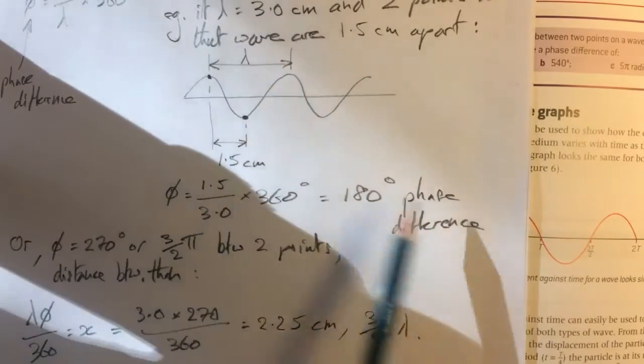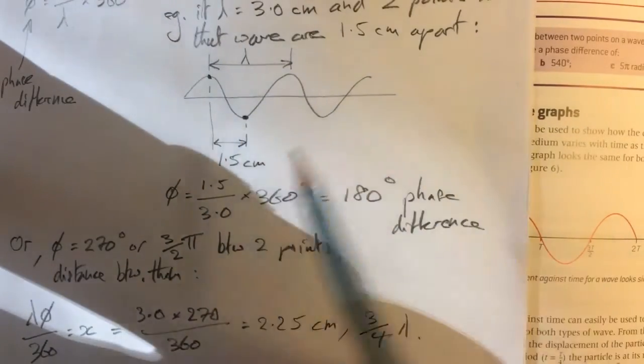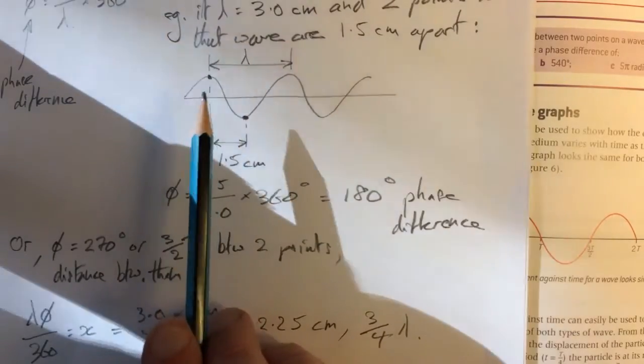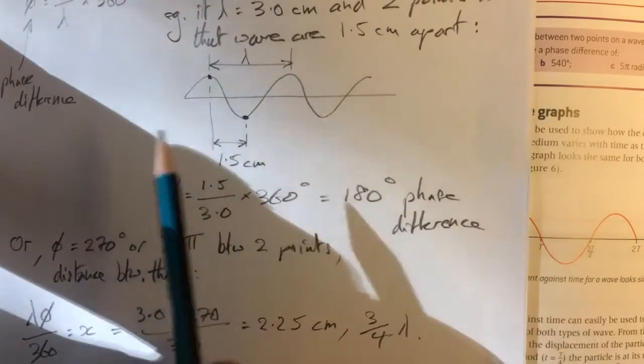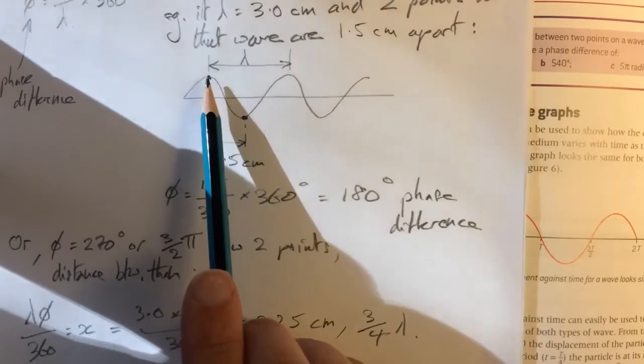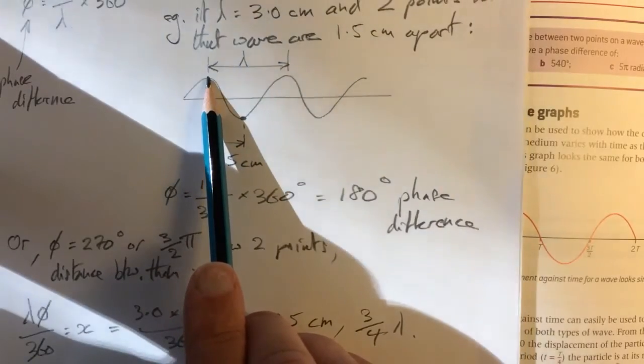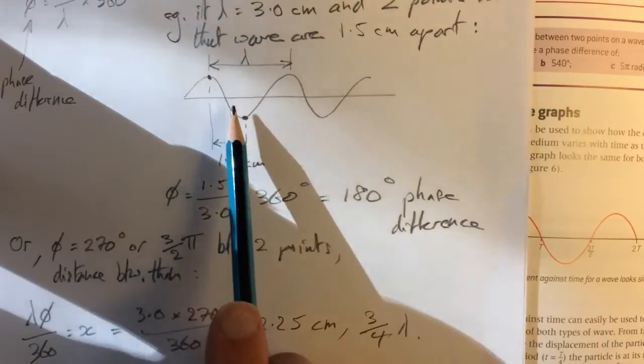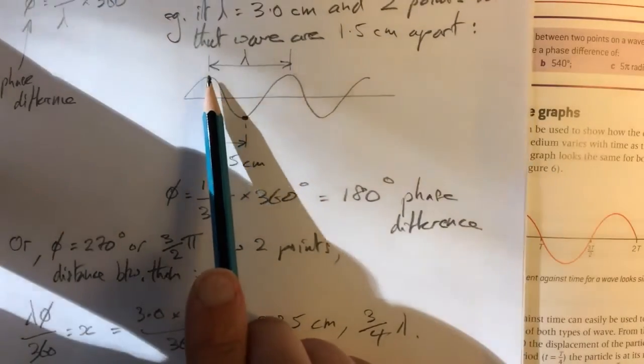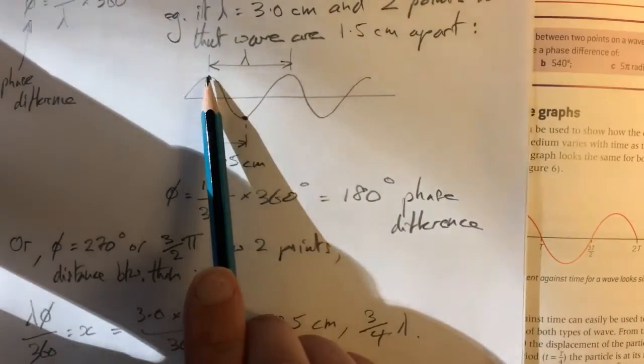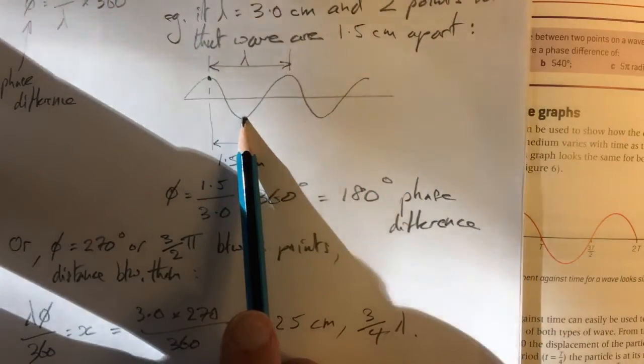They're 180 degrees out of phase, or phase difference, and we call it 180 degrees out of phase. 2 points at the same point are in phase. 2 points, one at a peak, one at a trough, they're 180 degrees out of phase.